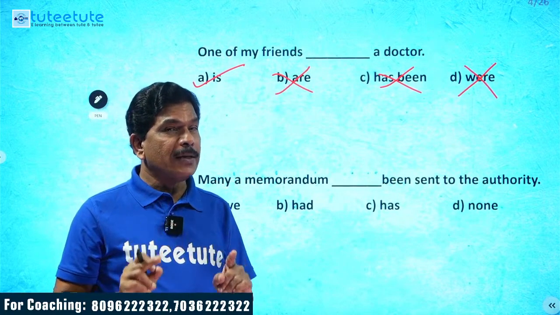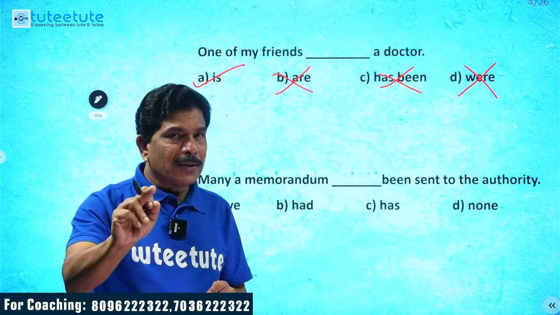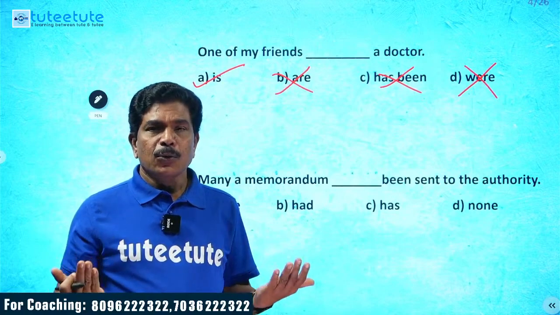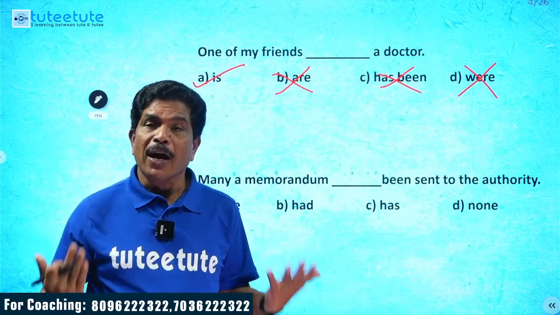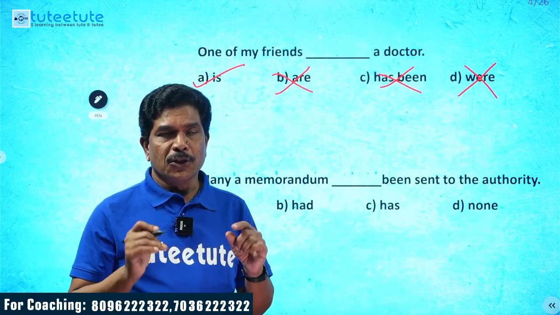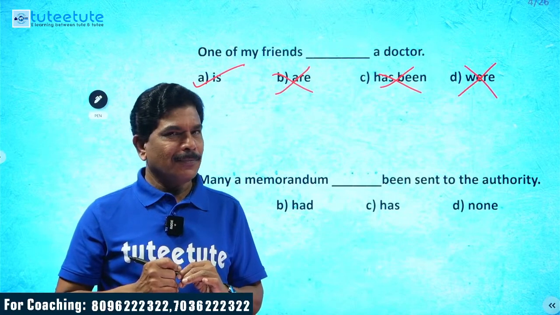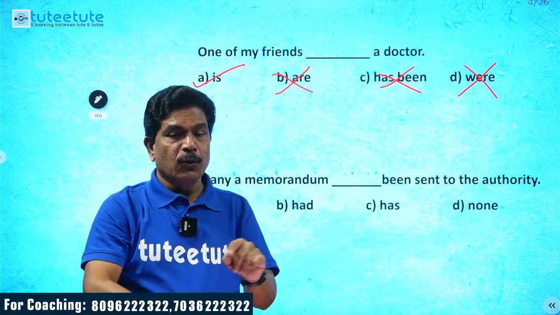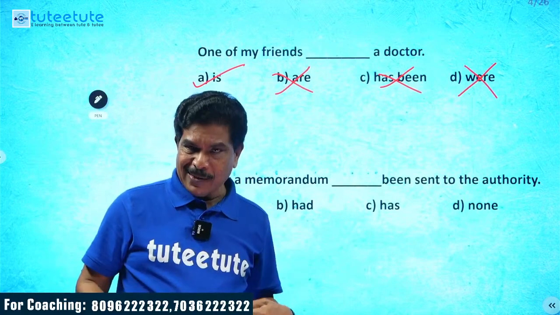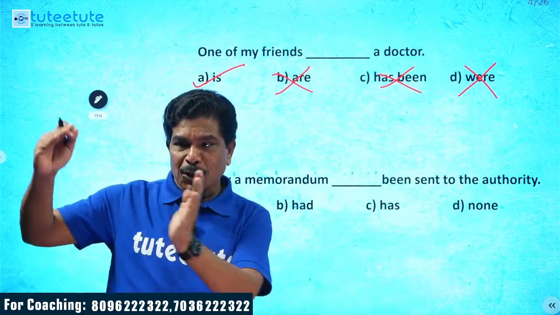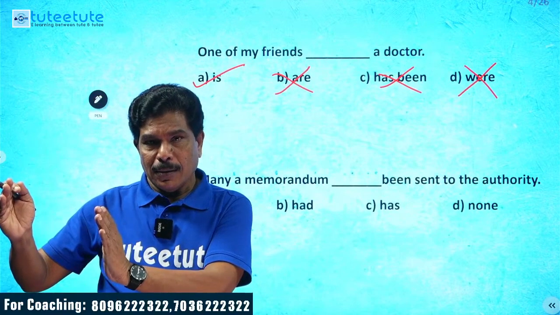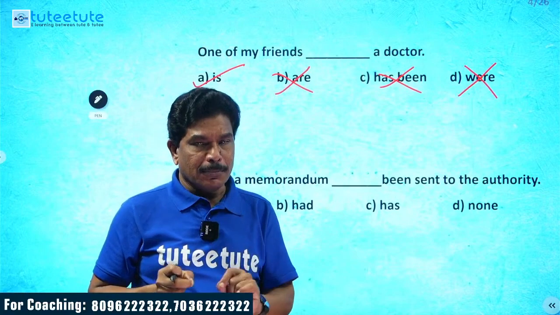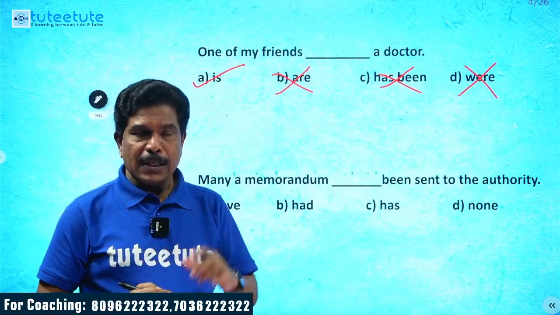Never say one of my friend. When you have only one friend, you need not say one of, because you have just one friend. Then you should say my friend is a doctor, because you have just one friend and you are mentioning only that friend. When you have many friends and you want to say one of them, one of my friends, one of them, one of you, one of us. So there should be on the other side a plural noun. We are picking only one from among them. So here it is one of my friends is a doctor.